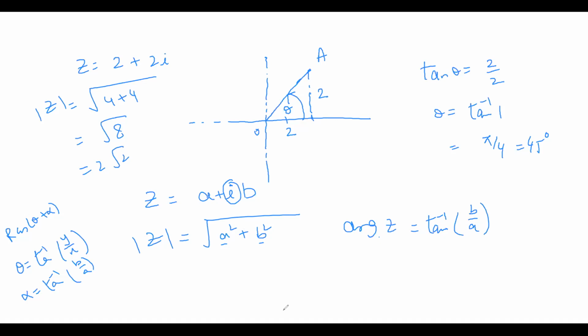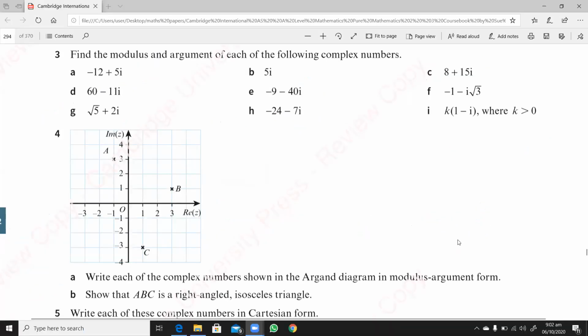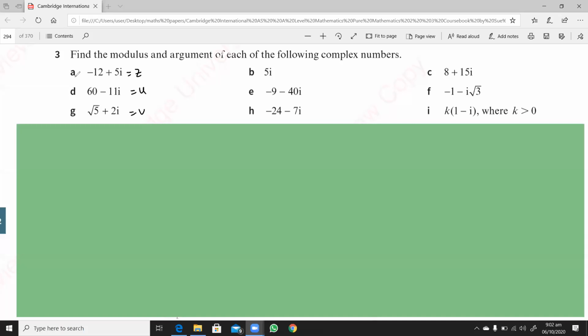Okay, so now we go back to the book and try some questions from here, right here. So we have to find the arguments of these complex numbers as well. We know how to find their moduli. Now the argument of this z, that is the a part, would be tan inverse of 5 over minus 12.